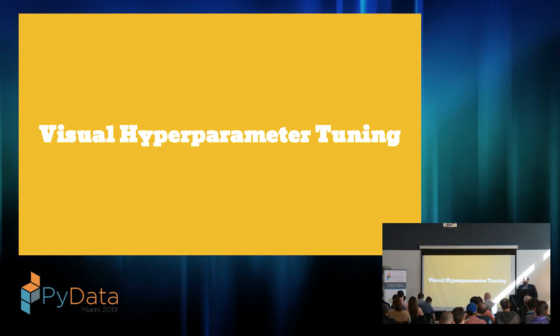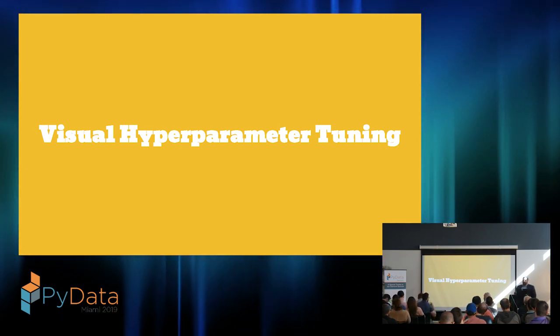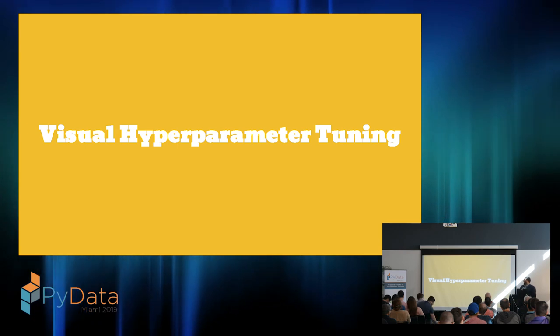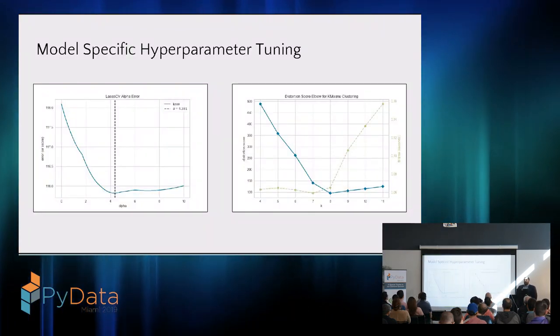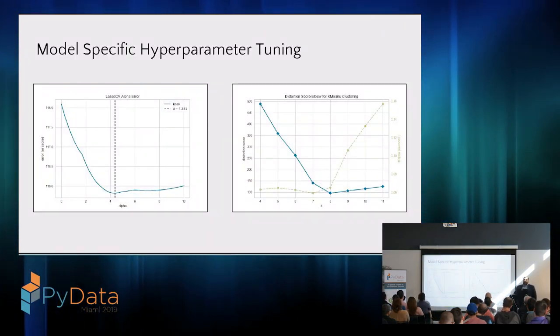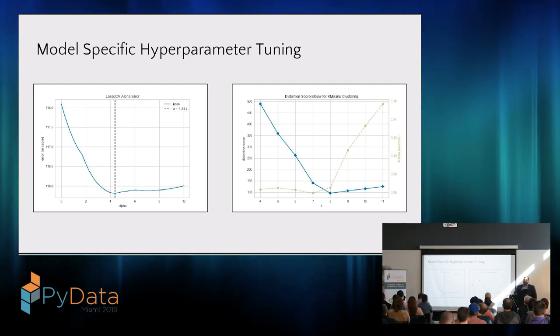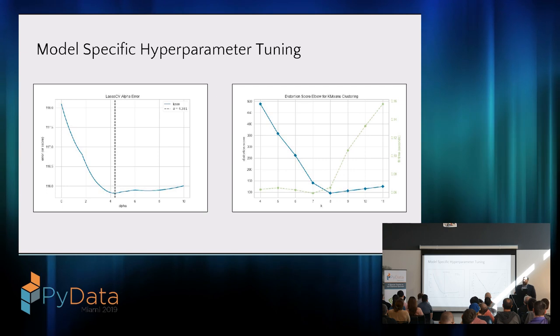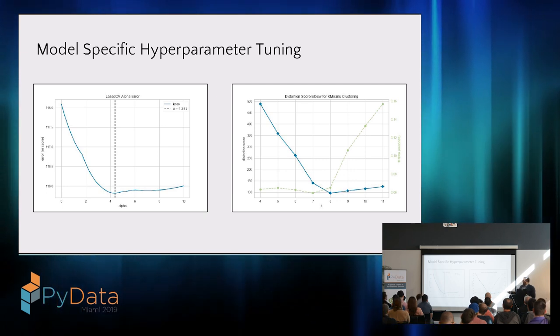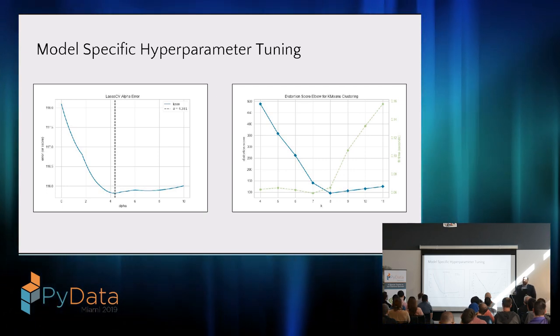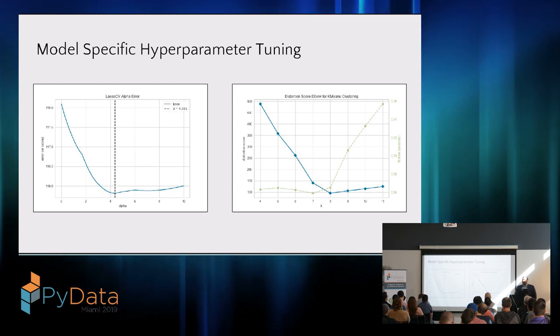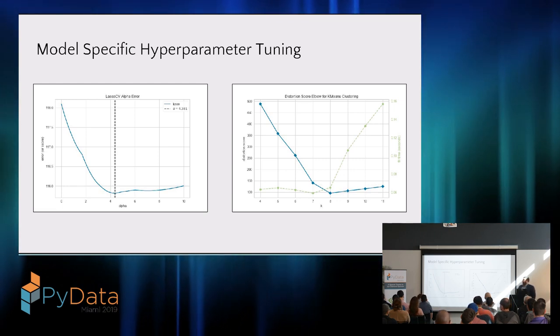And finally, visual hyperparameter tuning, which, I know I'm running a little bit low on time, but we can look at the model-specific hyperparameter tuning. So if we have regularization, is our L1 regularization actually having an impact, or are our features just bad, right? What is the alpha that's being selected for lasso versus elastic net, right? Is this actually making a meaningful difference?